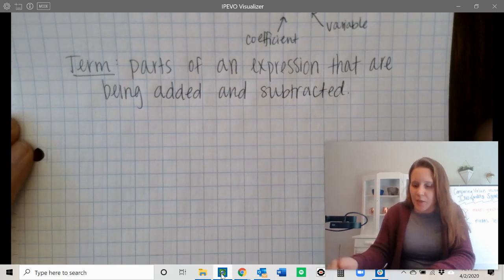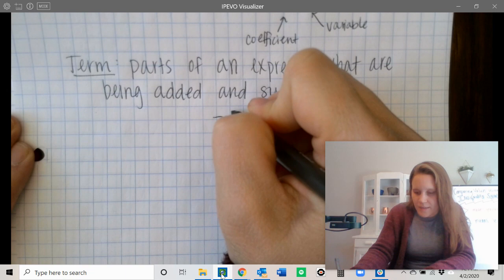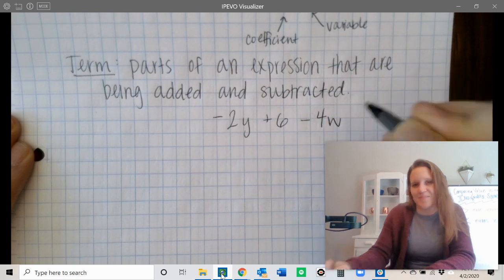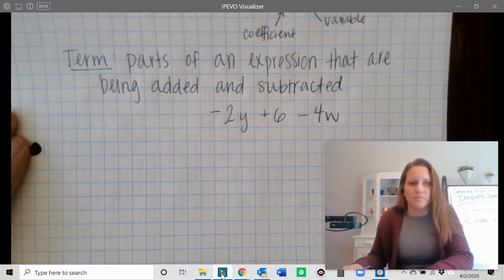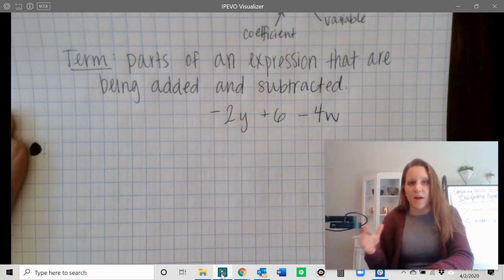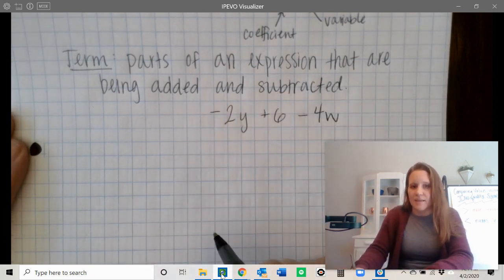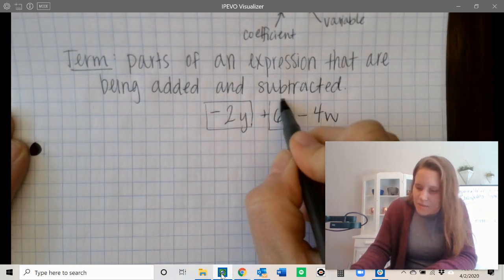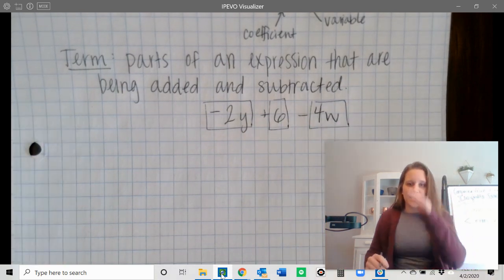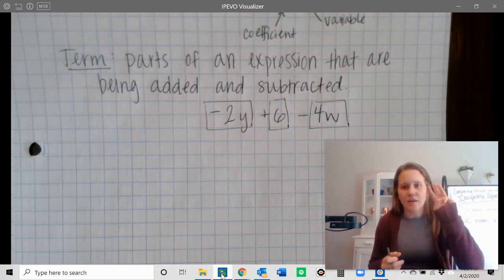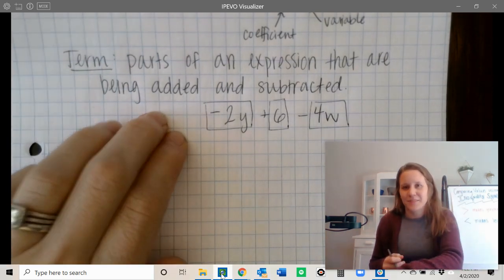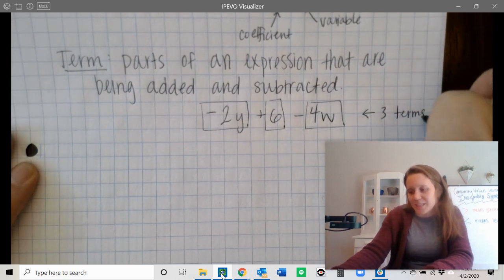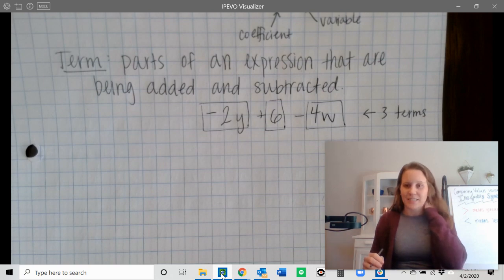So let's write an expression really quick. How about negative 2y plus 6 minus 4w? I'm looking at the different parts of the expression overall that are being added and subtracted, and I see 1, 2, 3 parts that are being added or subtracted. There are 3 terms in this expression. Okay. I'm going to go ahead and label that. This one has 3 terms. This is great practice. There's a question like this in your independent practice today.